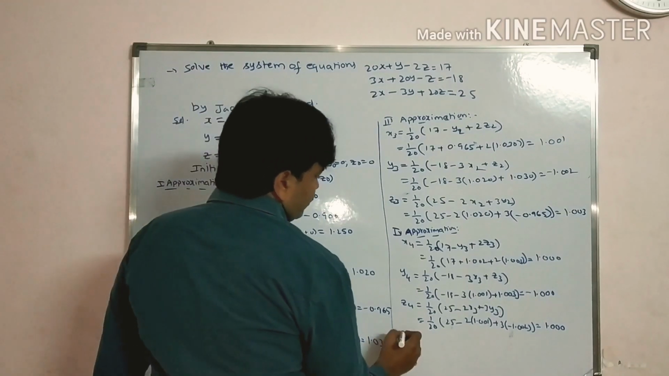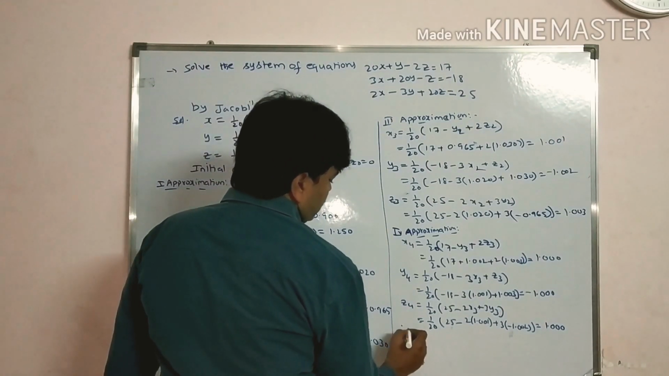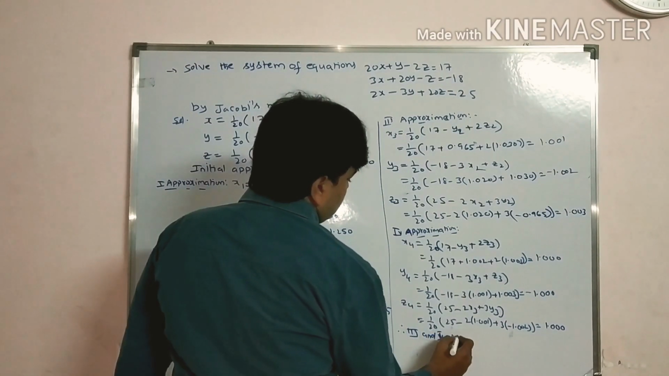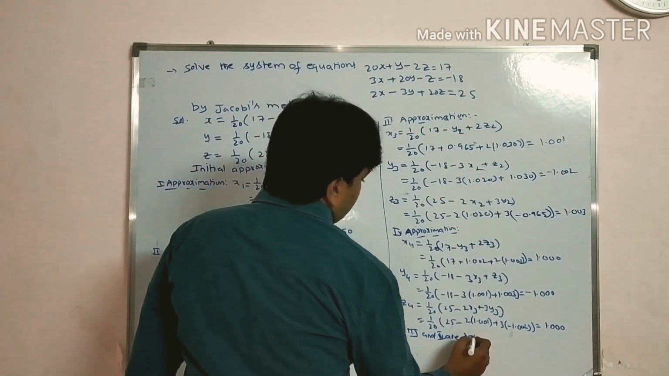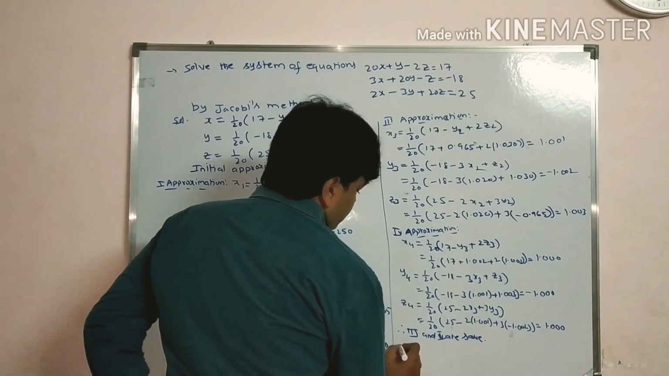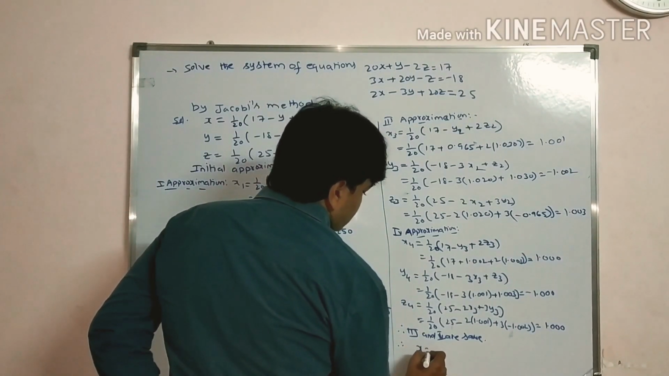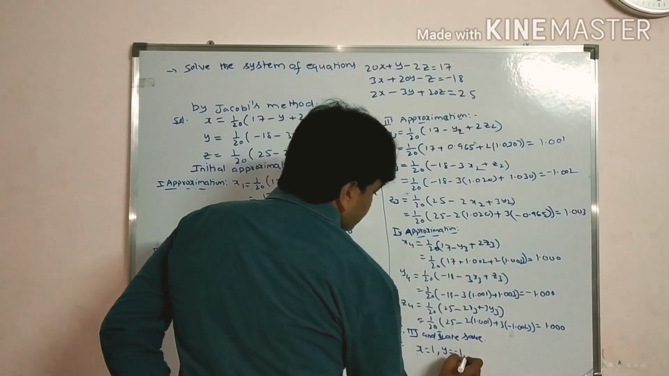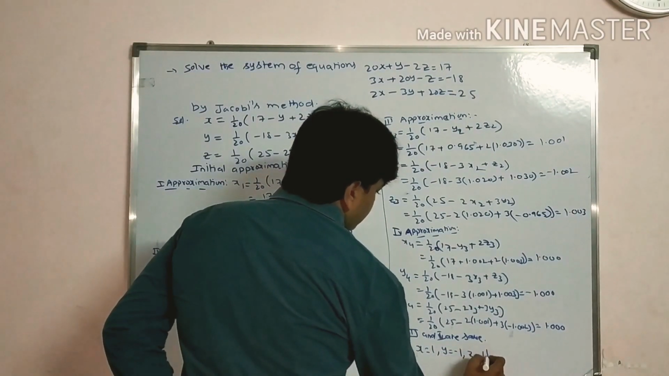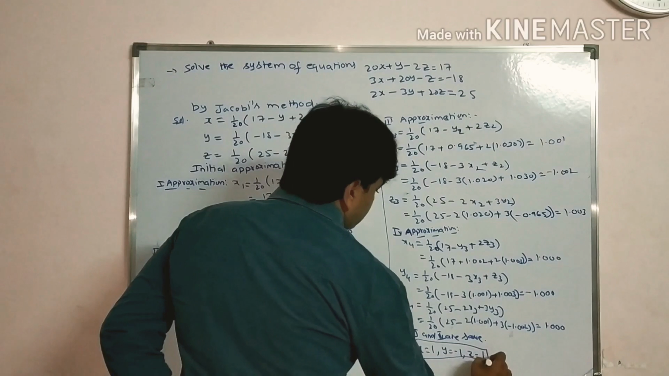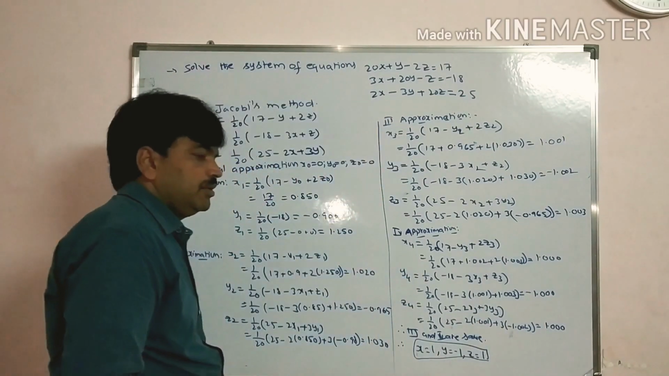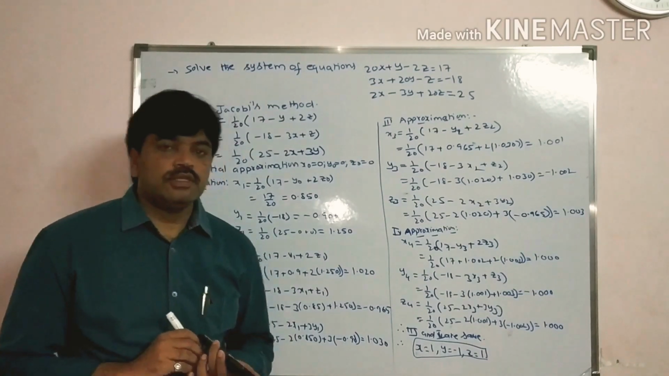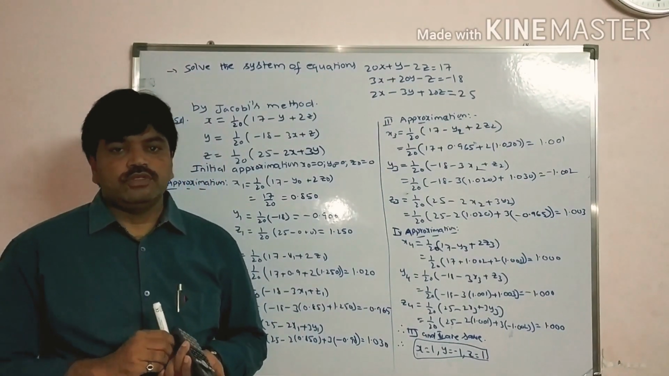Therefore we can say that the third and fourth approximations are the same. Therefore x is equal to how much, students? x is equal to 1, y is equal to minus 1 and z is equal to 1. This is about Jacobi's method and the problem on Jacobi's method, students.